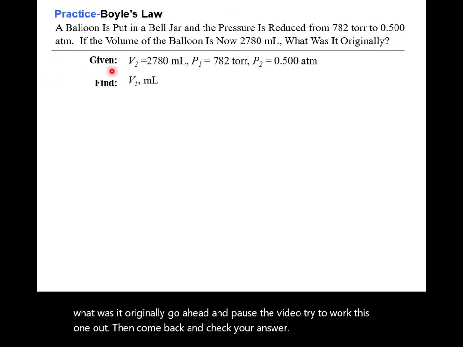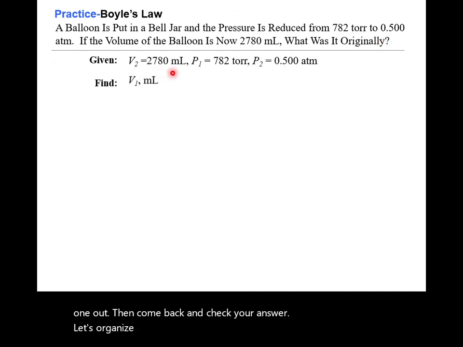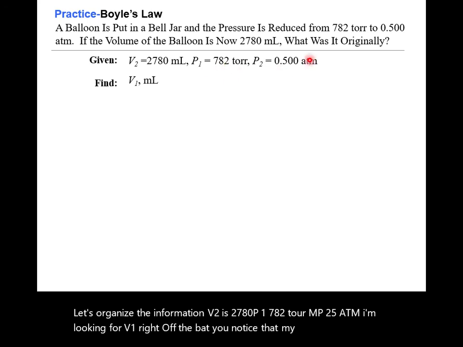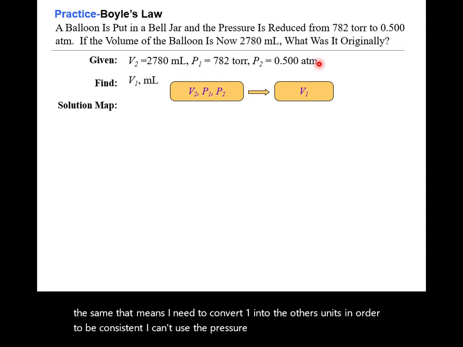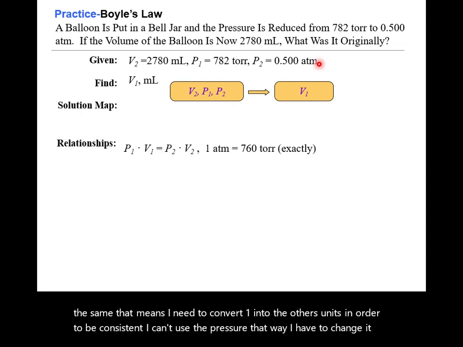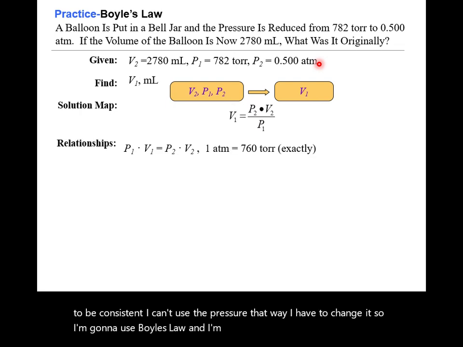Let's organize the information. V2 is 2780, P1 is 782 torr, and P2 is 0.5 atm. I'm looking for V1. Right off the bat, you notice that my pressures are not the same. That means I need to convert one into the other's units in order to be consistent. I can't use the pressure that way. I have to change it. So I'm going to use Boyle's law and I'm going to convert the pressure.